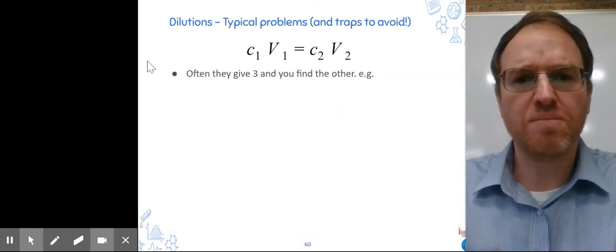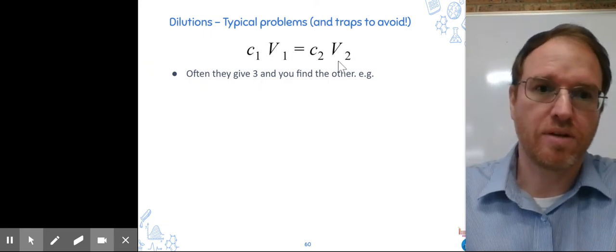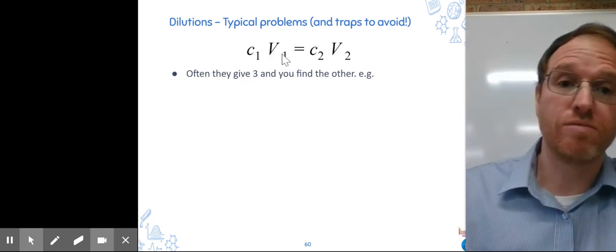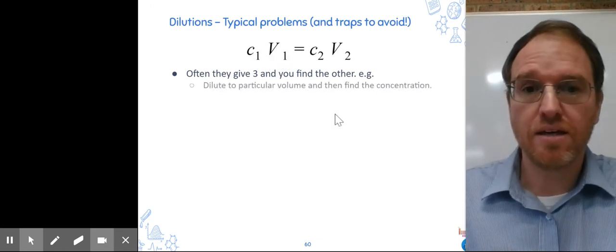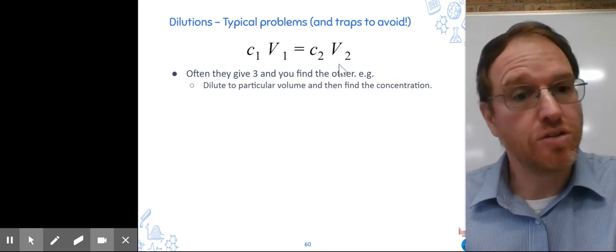How do we use it? What do we typically come up with? Well, often they'll give you 3 of those unknowns, and you have to find the other. So they might tell you the initial concentration and volume, and they might say, we dilute it to a particular volume, find the new concentration.